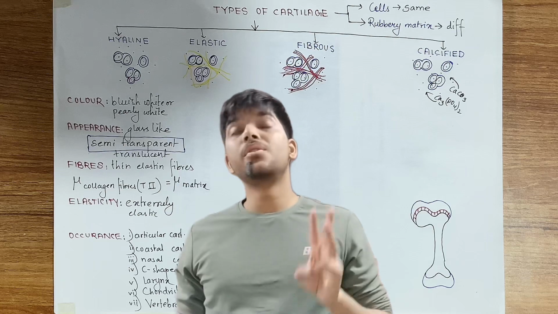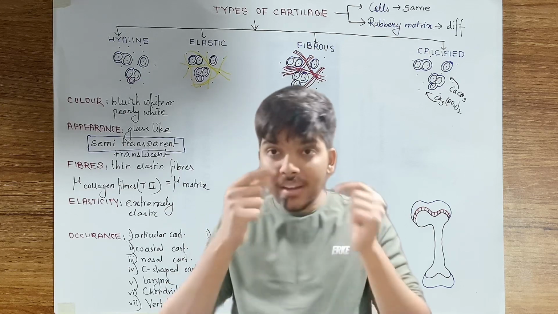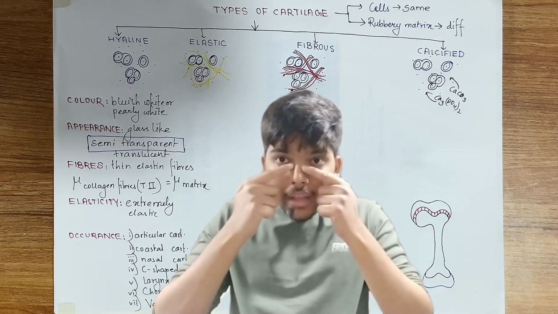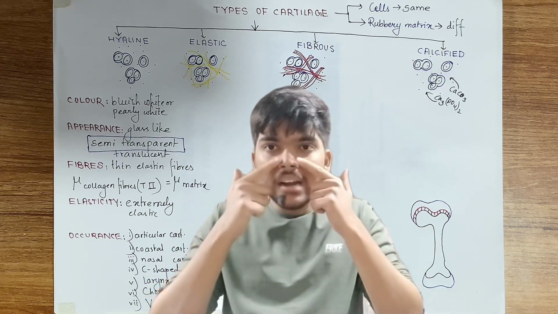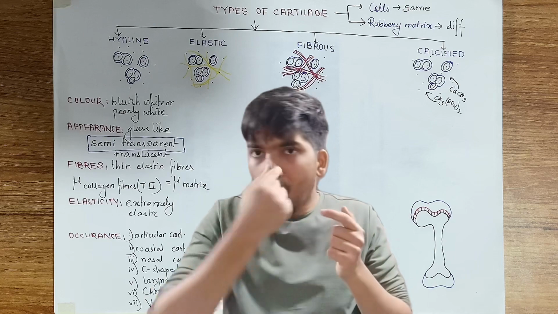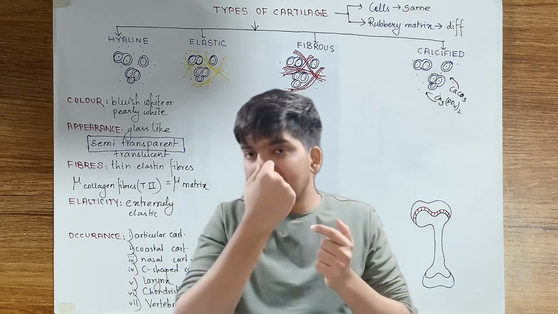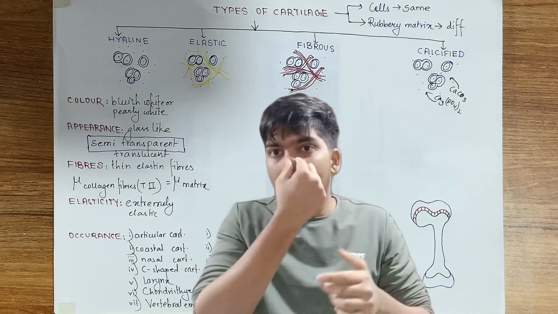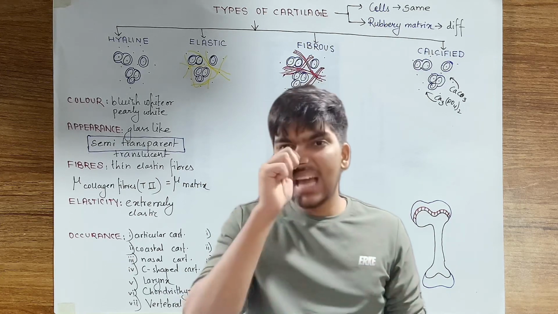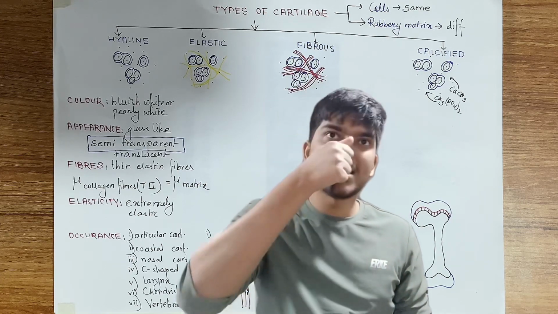Number 3 is your nasal cartilage. Nose contains a lot of cartilage. Here, right here, there's your nasal bone. Below it are various types of cartilage. All these cartilage or nasal cartilage, including the septum, including the middle bridge, are your hyaline cartilage. And they are highly bendable, or they are highly elastic.